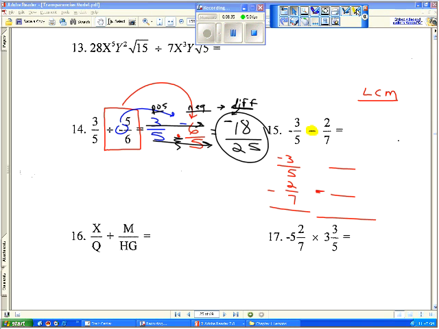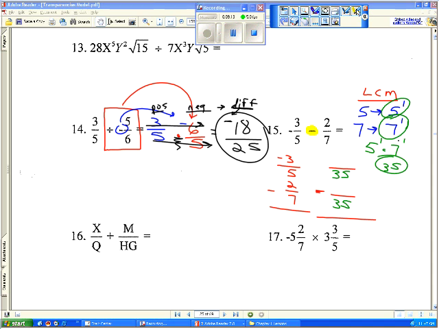The common denominator is the least common multiple. To find the least common multiple, you do the prime factorization and you write them as exponents. So 5 is just 5 to the first. 7 is just 7 to the first. Then you take the largest power of each prime and multiply, and that's your common denominator. So my common denominator is 35ths.